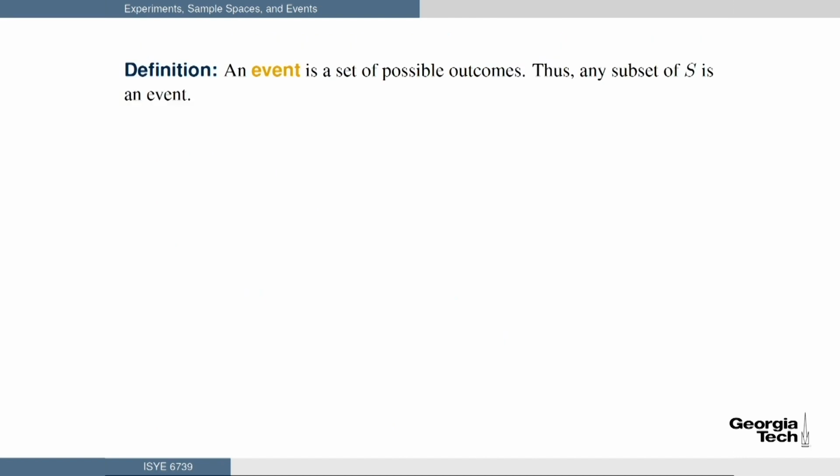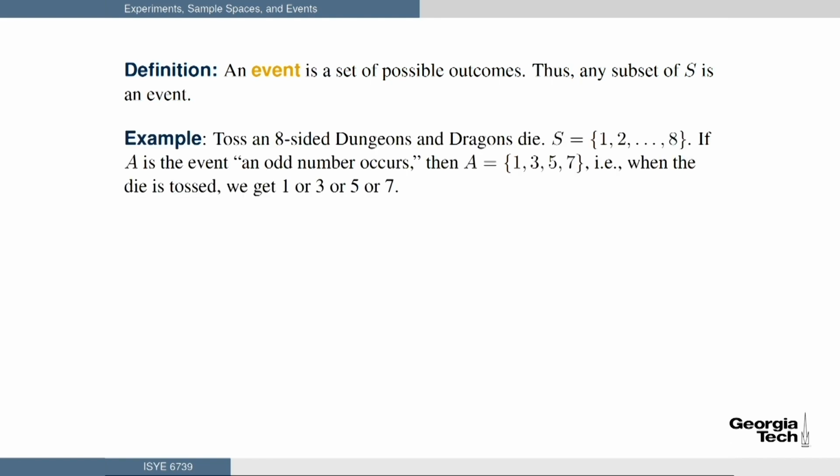Let's do another definition. An event is just a set of possible outcomes coming from the sample space. So any subset of the sample space is, by definition, an event, any subset. For example, I know we have several D&D fans out there. So let's suppose that we take one of these 8-sided Dungeons & Dragons dice, and let's look at the sample space there: 1, 2, 3, up to 8. There's 8 sides, 8 numbers. And if you're a tiny little elf, you may be interested in the event A, that an odd number occurs when you toss your die.